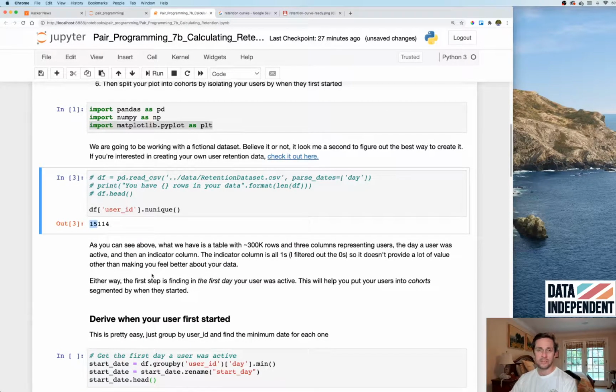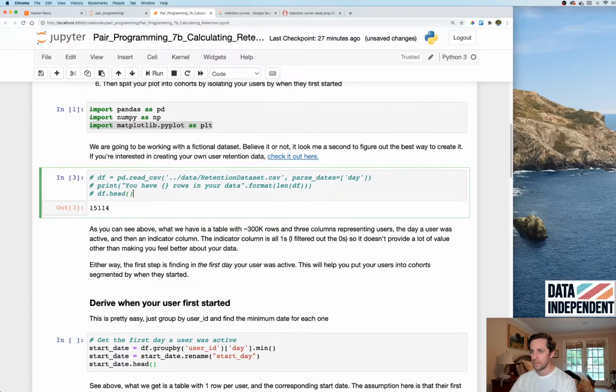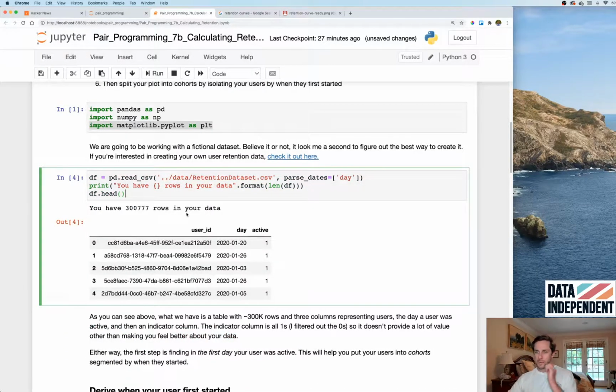And it looks like I have about 15,000 users. Okay, cool. So we have a lot of different dates here.